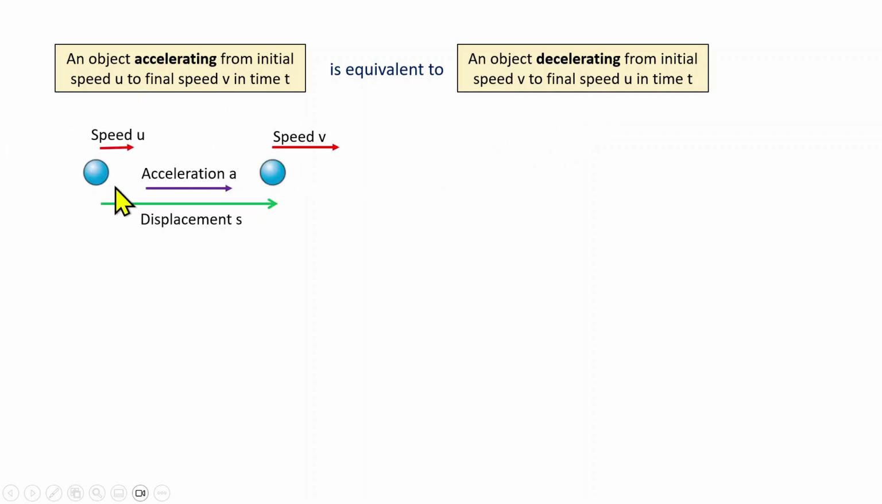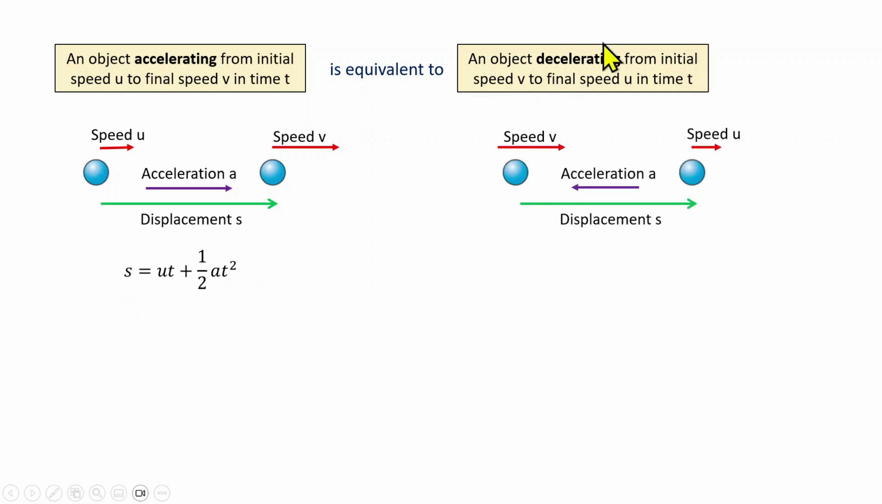So in case 1, it is accelerating. And how do we find the displacement? Using the SUVAT equation ut plus half at square. In case 2, where the object was decelerating, it is important for us to note that the direction of acceleration will be opposite to displacement since the object is decelerating. And how do we find the displacement in this case? We have to use the same equation ut plus half at square. But initial speed in case 2 is v. So instead of u, we are going to write v.